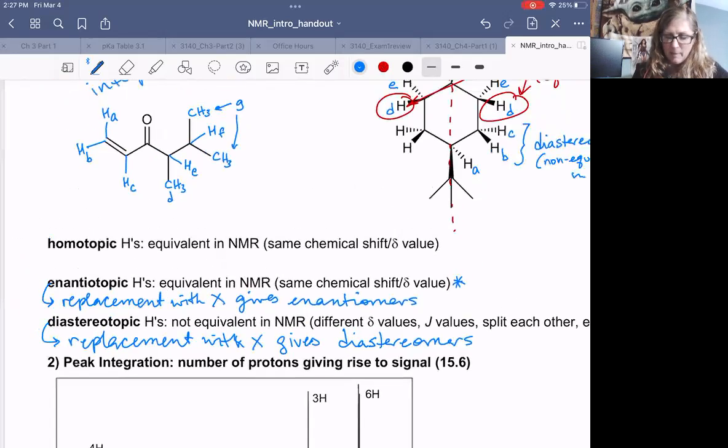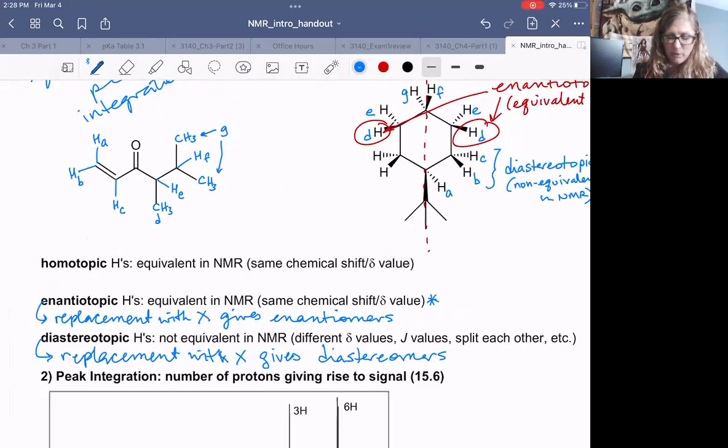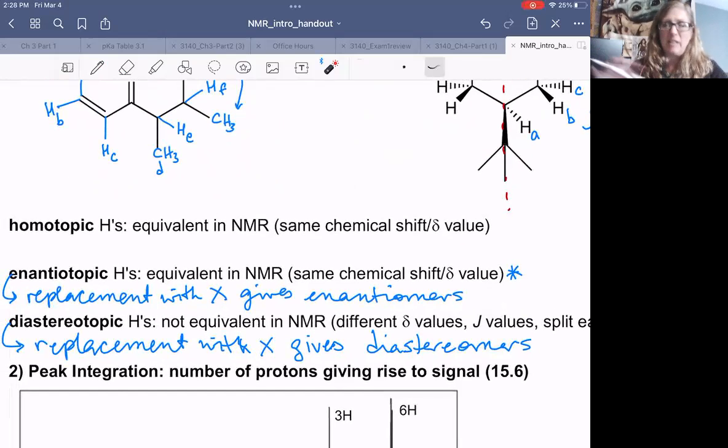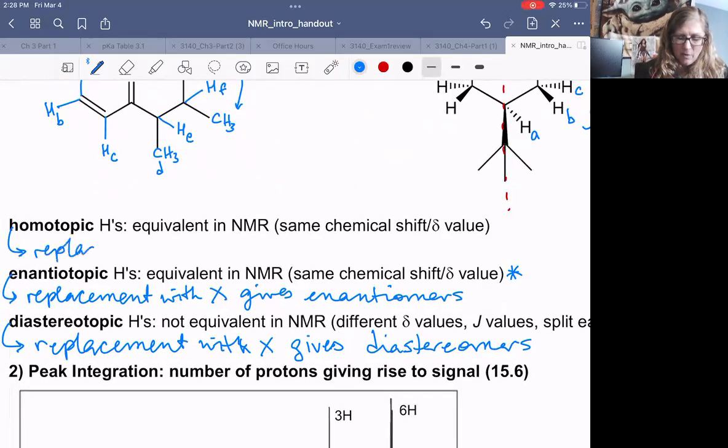Okay, and what do we call just plain old things like on this methyl group, on this CH3 group, those protons that all come together, there's no distinction if you did the replacement test and the two resulting structures are identical compounds. That's what those would then be called homotopic protons. So the replacement with X gives the same compound, same exact compound.